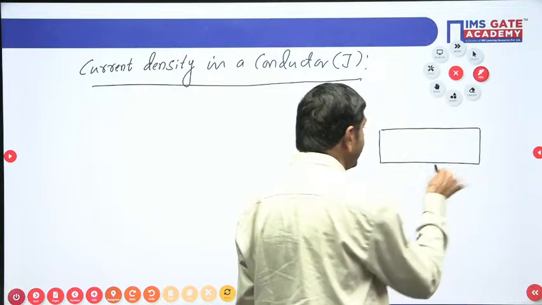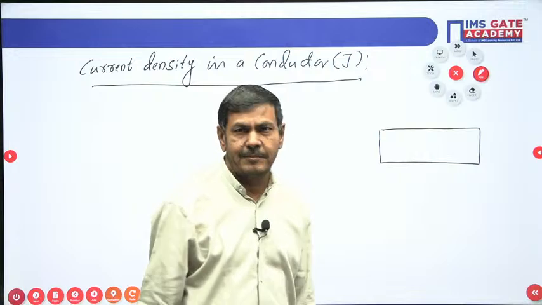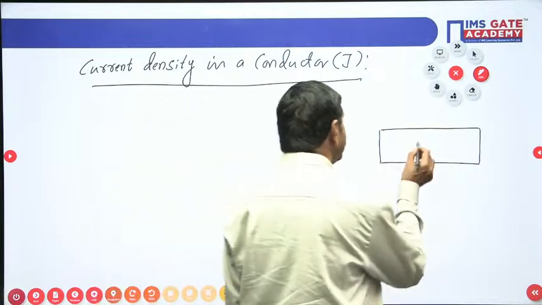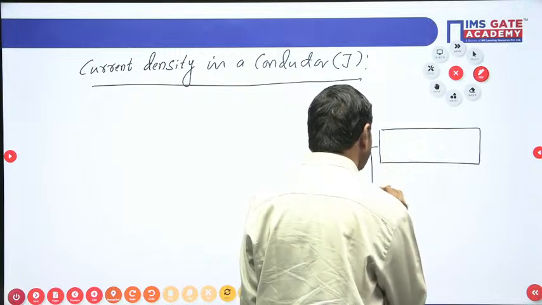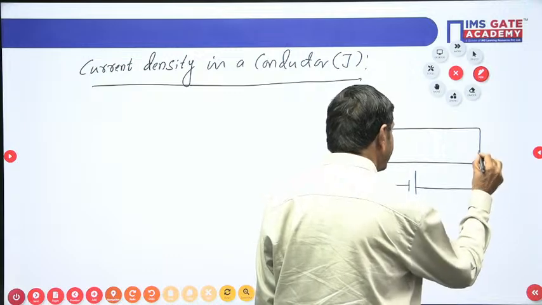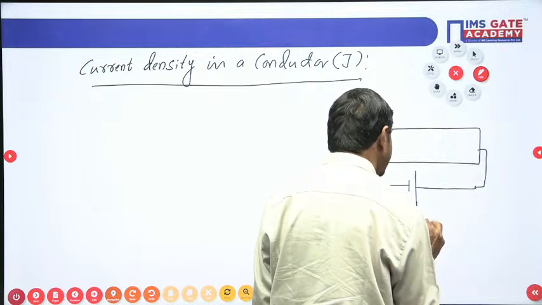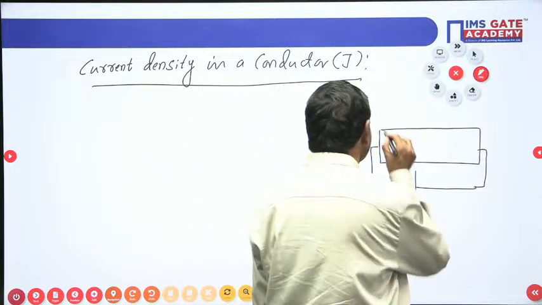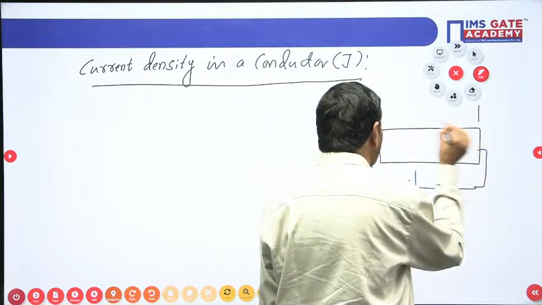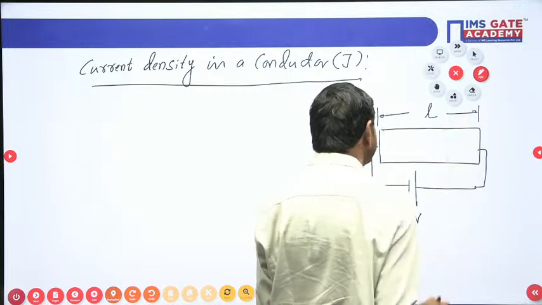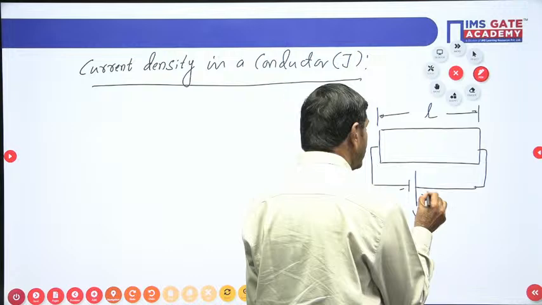I have selected one conductor. It may be silver or copper or anything. This one is connected with a supply. The supply is connected like this. This voltage is V. The length of the conductor, as I said already, is L. This is L. This is the negative electrode, and this is the positive electrode.